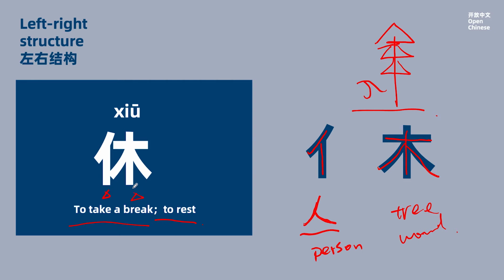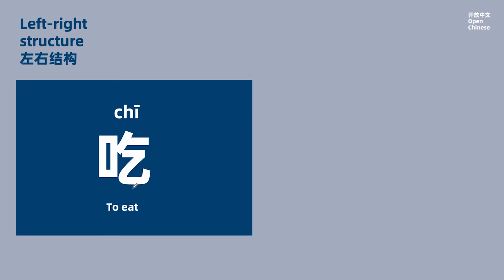Let's move on. 吃, meaning to eat. This is probably the first verb you have to learn in learning every single language. For me, learning English, the first verb I learned in English is to eat. Okay, 吃 means to eat. It is also a left or right structure. Many of you can already see it.